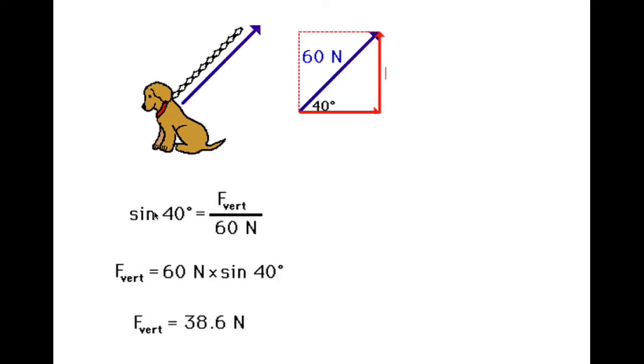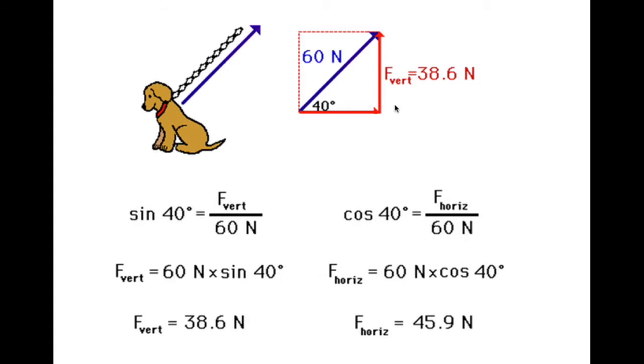So here I am given the sine of 40, and this is going to give me my force for my vertical, or my y-axis right here, over 60 newtons. When you solve for it, you should get 38.6 newtons for the force of the vertical vector. For my x-axis, I figure this to be 45.9 newtons.